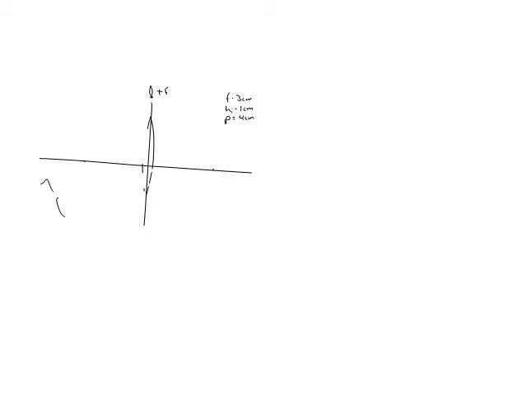And our object is at 4 centimeters in front of the lens. So we have P, we have F, we have F.